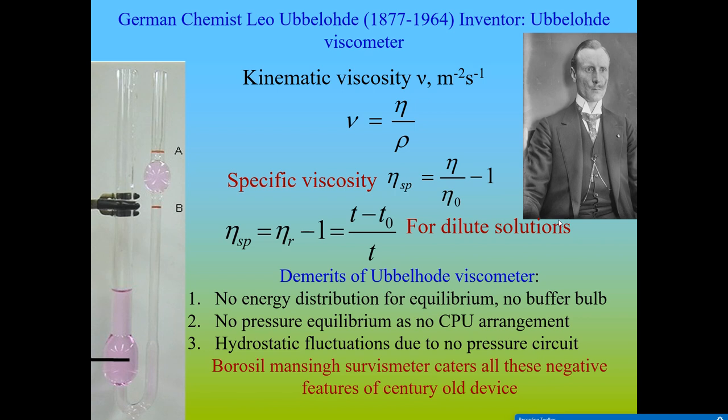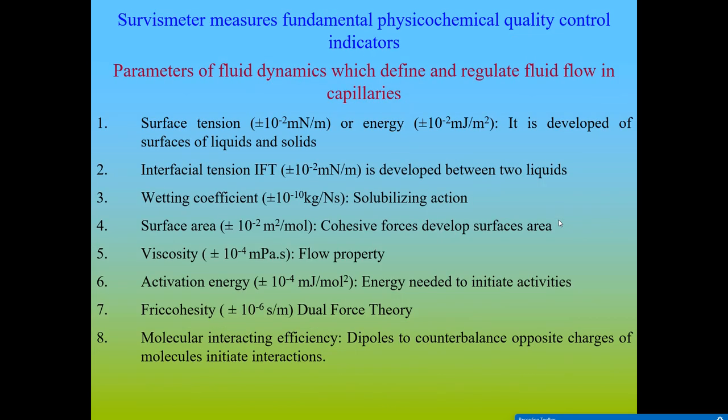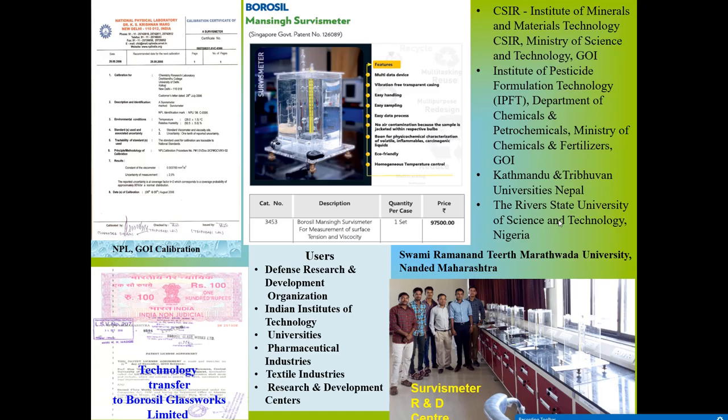And another German scientist, Leo Abelard, also studied the same but could not focus on the real potential of friccohesity. And these are the different units and parameters which could be determined and measured for explaining the different structural, interacting, coagulating and dispersing features of industrial fluids or nanoemulsions.